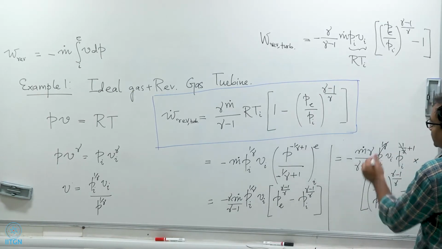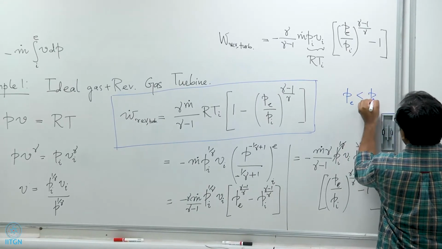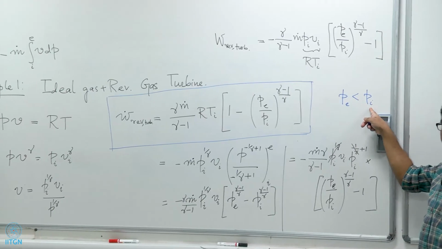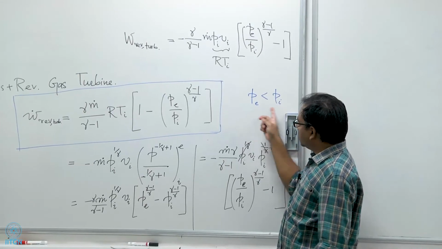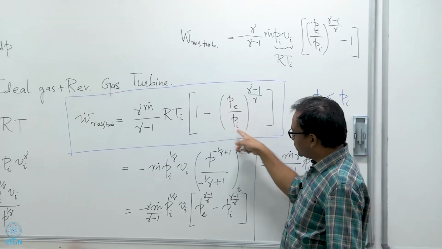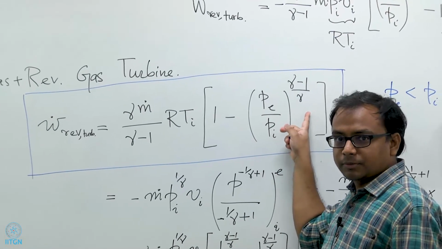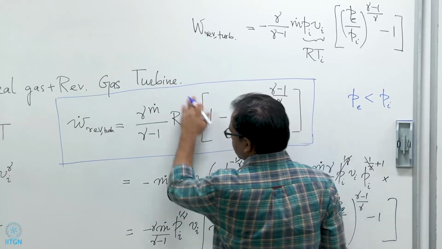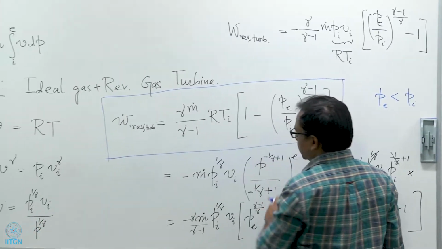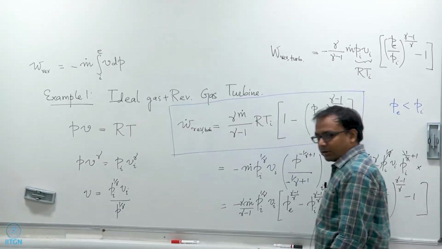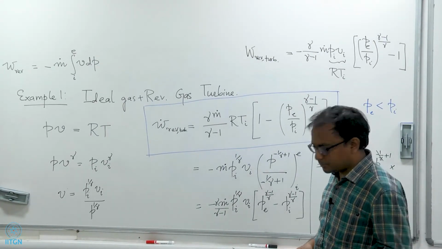So, you should realize that P_E is less than P_I for a turbine. In fact, it is far lower as compared to P_I. This might be in megapascals and this might be a few tens of kilopascals. So, this ratio is very small, which means it is less than 1. That means this term inside the bracket is positive, and you are multiplying it with a positive quantity. Gamma is always larger than 1, all of these are positive quantities. So, the work output that you get is positive. This shows that the work output from a turbine is positive.